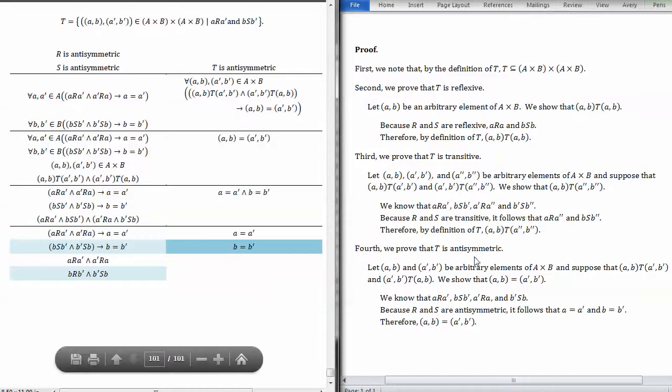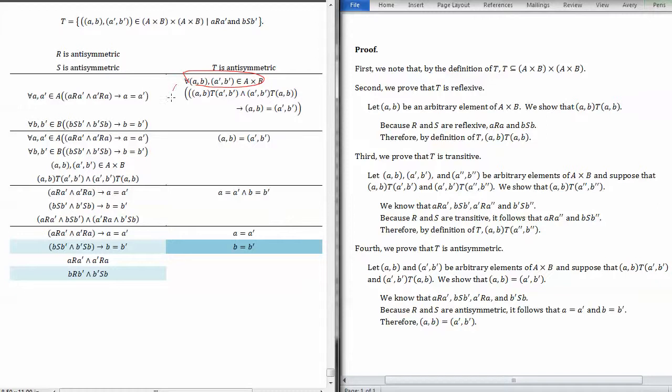So we say, fourth, we prove T is antisymmetric. Let these two ordered pairs be arbitrary elements of A times B. Suppose that we have this conjunction, and we're going to show that those ordered pairs are equal. And all right, again, by definition of T, we know all four of these. Where are we? Down here?